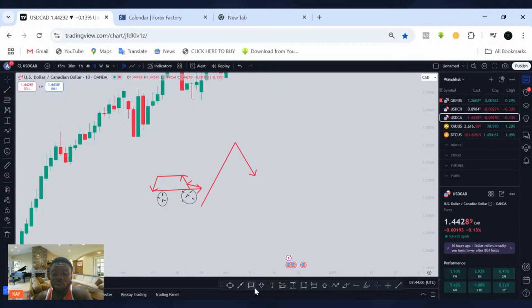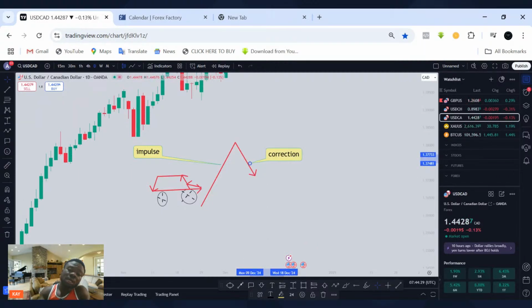So the reason why it is always recommended. So this is the impulse and this is the correction. The reason why it is always recommended to trade the impulse and not the correction is because when it comes to impulse, price normally moves very fast.